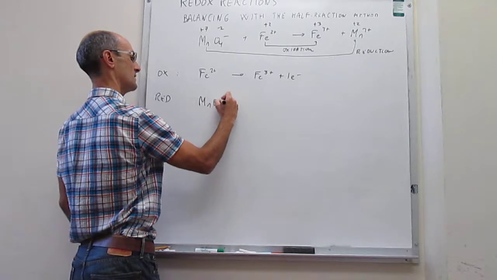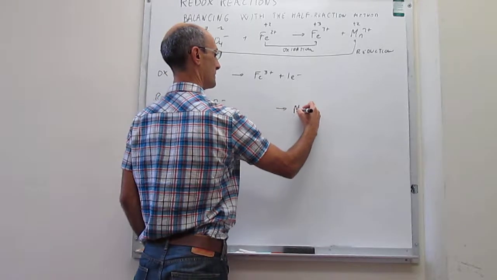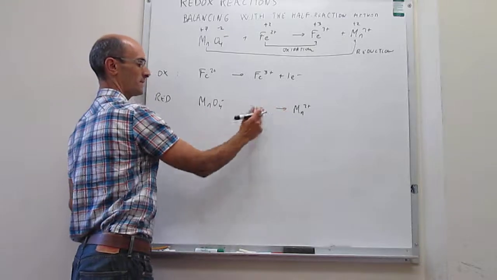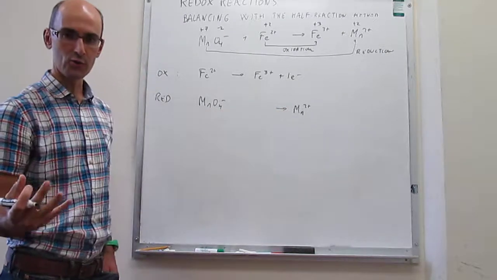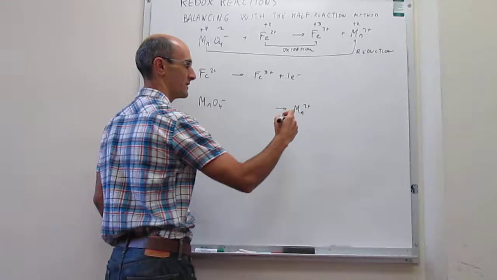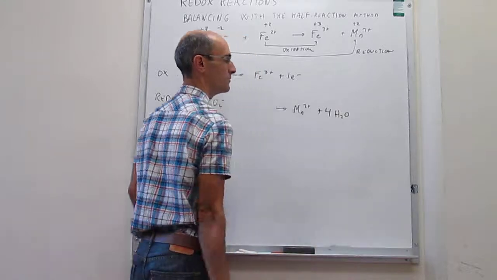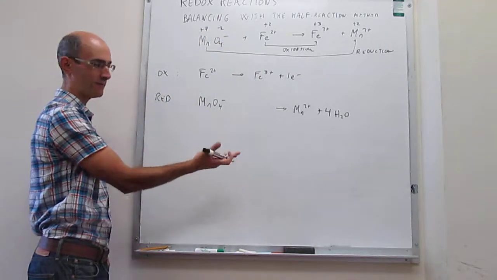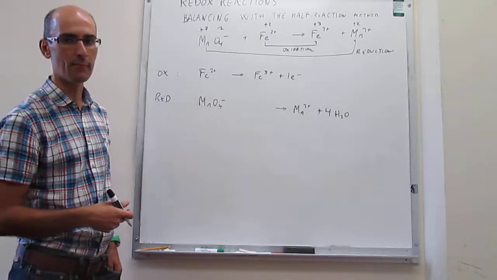MnO4 permanganate to generate manganese 2 plus. The manganese atoms are balanced, but here I have oxygen in reagents and no oxygen in product. So here's when I use water to balance the oxygen atoms. I need to add 4 molecules of water to balance those 4 oxygen atoms that I have right here.